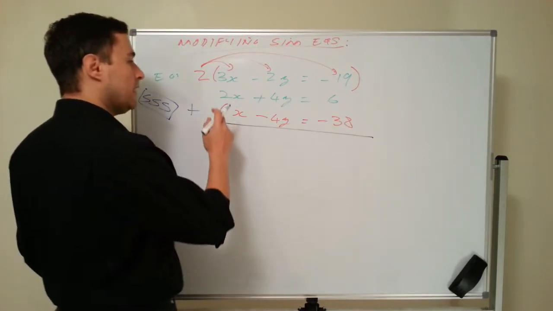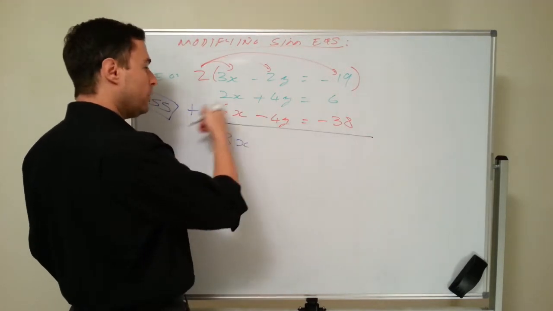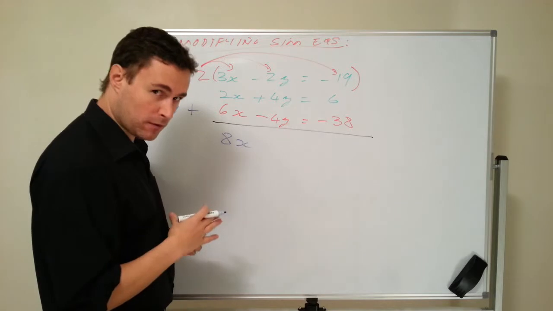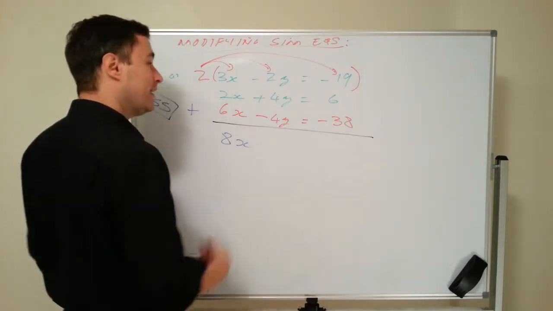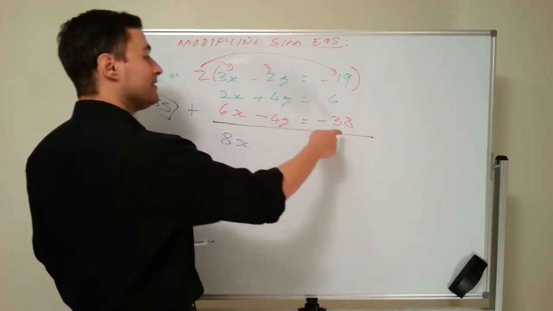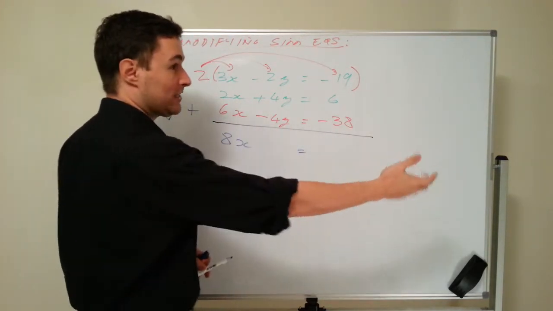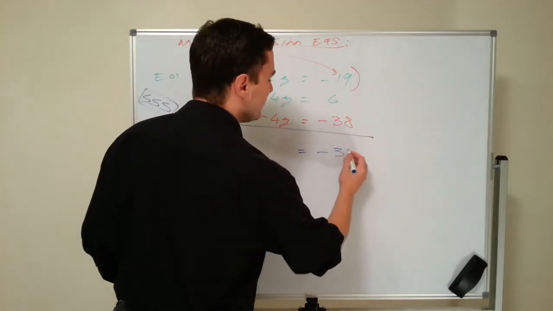Okay. So 2x plus 6x is 8x. Positive 4 and negative 4. Alright? I give you 4, I take away 4, you've got nothing. 0y. Okay. 6 and negative 38. Alright? So if I give you 6 and I take 38 back, how much are you left with? You're left with negative 32.